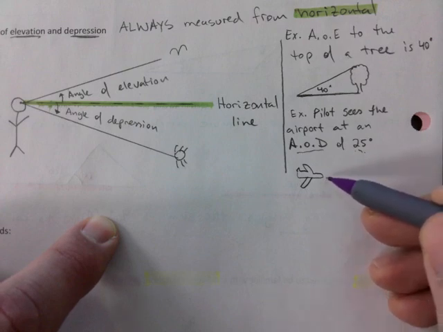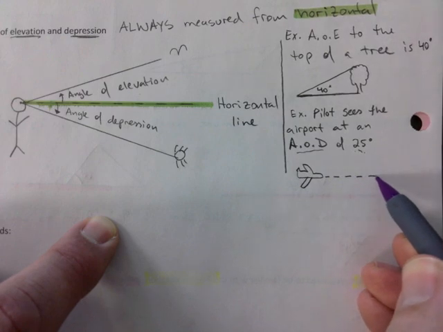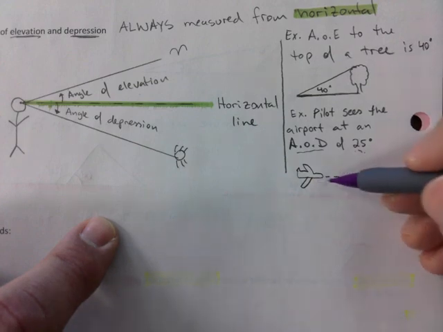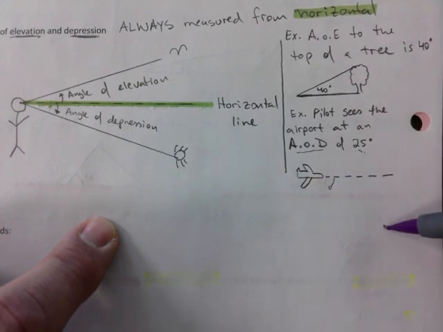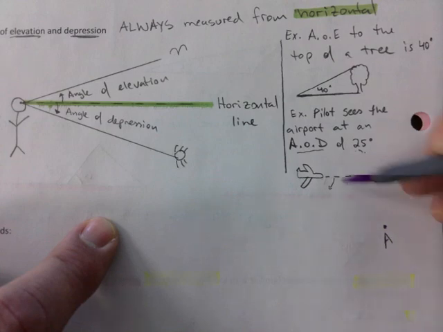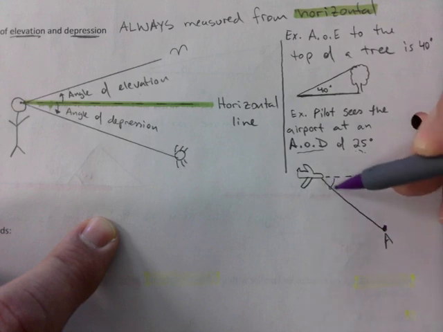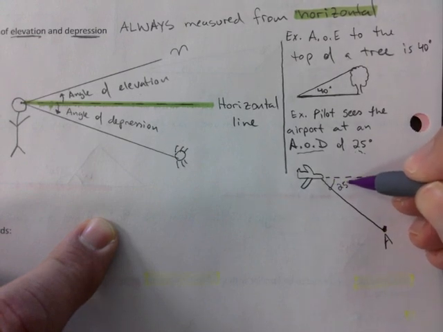But you need to imagine, right? There's a horizontal. This one is imaginary because you're up in the air. There's no ground to measure from. And then you would say, okay, from here to here, where the airport is, let's call this A, that line, the line of sight going to the airport, the angle of depression would be placed right there.